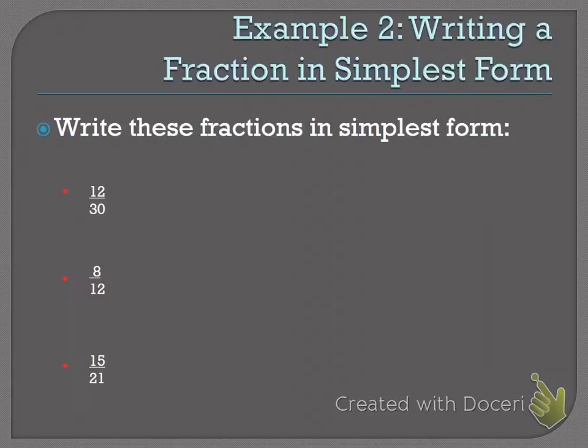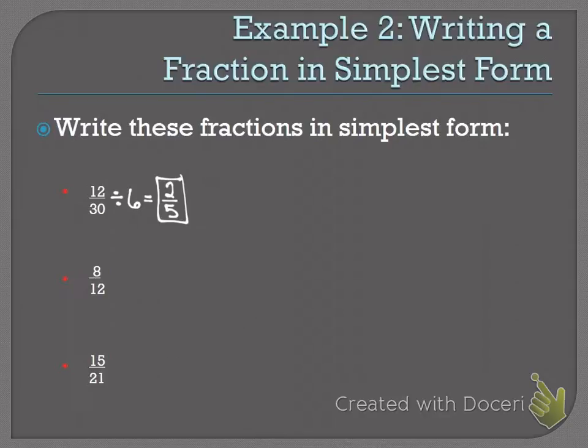Do you know what the biggest factor would be? What would it be? 6. 6 goes into 12 and 30, both evenly. I can divide top and bottom by 6 to reduce it to simplest form. All right. Do you guys know how to reduce these in your calculators? No. Okay. Enter the fraction and hit equals, and it reduces it for you. Okay. So that's a nice little feature that you can take advantage of.